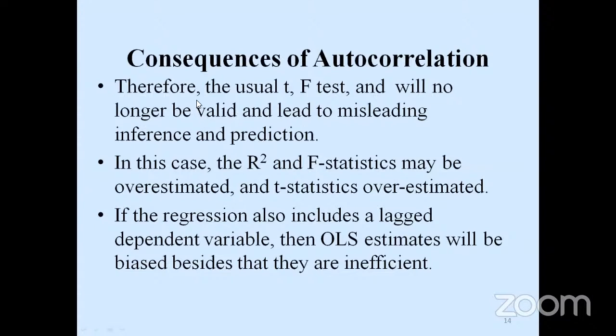So in this case, what happens? R square and F statistics may be overestimated, and t statistics are overestimated. As I said, R square will be 1, or R square will be 0.99. These kinds of R squares we generally observe if we have high autocorrelation. If the regression also includes a lag dependent variable, then OLS estimates will be biased, besides being inefficient.